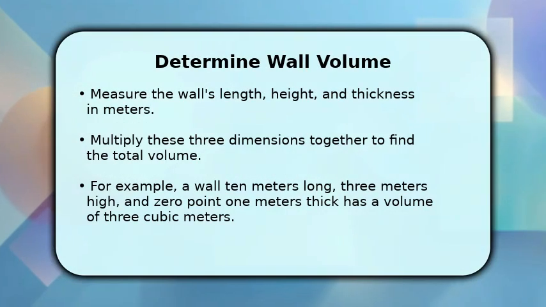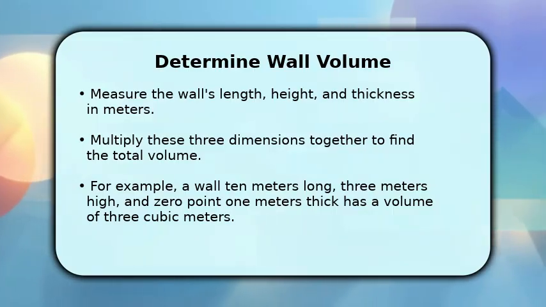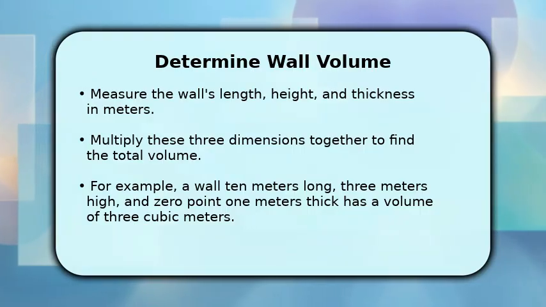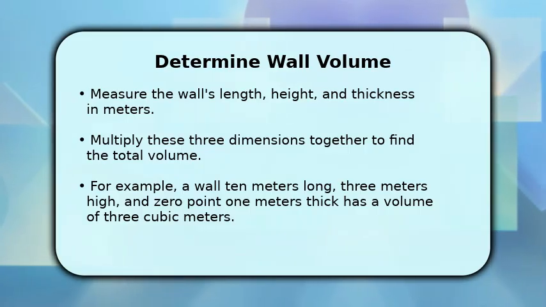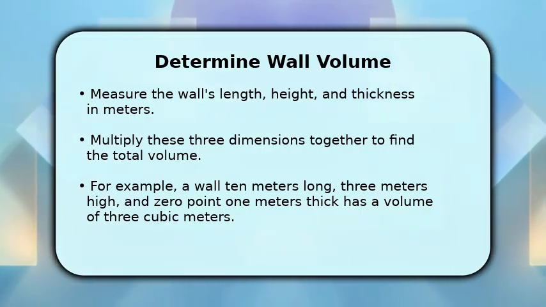To begin, accurately measure your wall's length, height, and thickness, ensuring all units are in meters. For instance, a wall that is 10 meters long, 3 meters high, and 0.1 meters thick. Now, multiply these three measurements together to get the total volume of your wall in cubic meters. This foundational step is crucial for the subsequent calculations, providing the overall space your bricks will occupy.